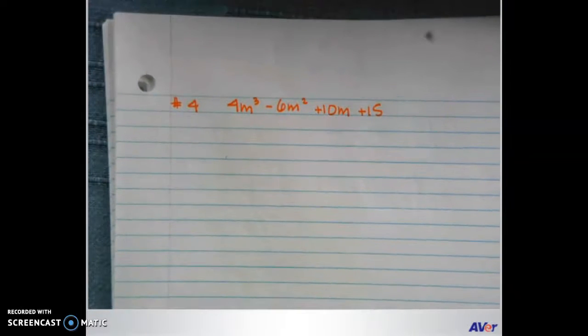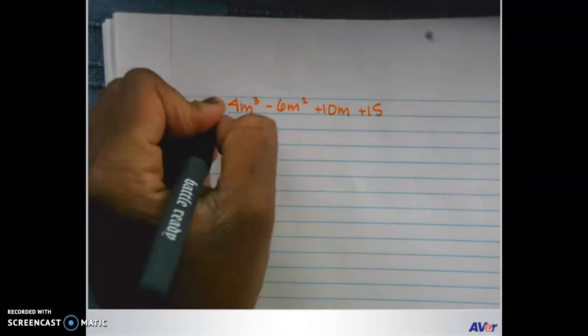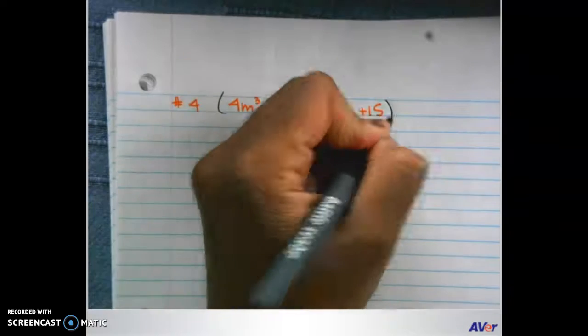Okay. Next thing we had is for number 4. 4m cubed minus 6m squared plus 10m plus 15. Is there a common factor? Notice I'm asking myself that first for every single problem. There's not a number that goes into 4, 6, 10, and 15. The 15 kind of ruins that for me. And they don't all have m, so I can't take an m out of all of them. No GCF. There are 4 terms. The fact that there's 4 terms is important to me because when there's 4 terms, I'm going to factor by grouping.